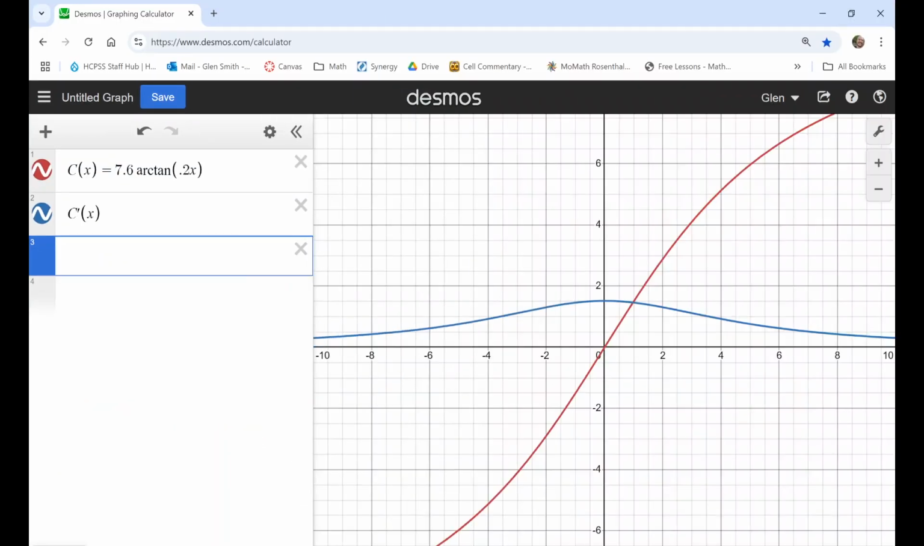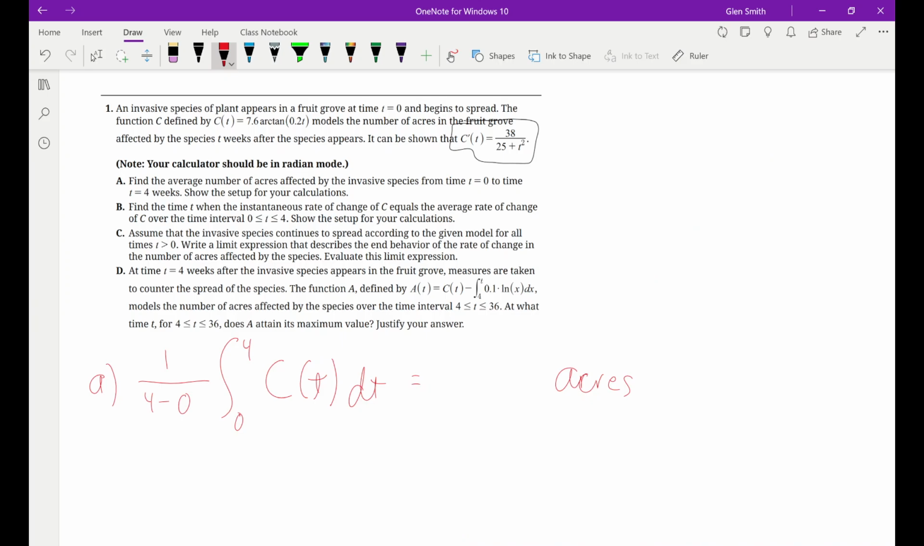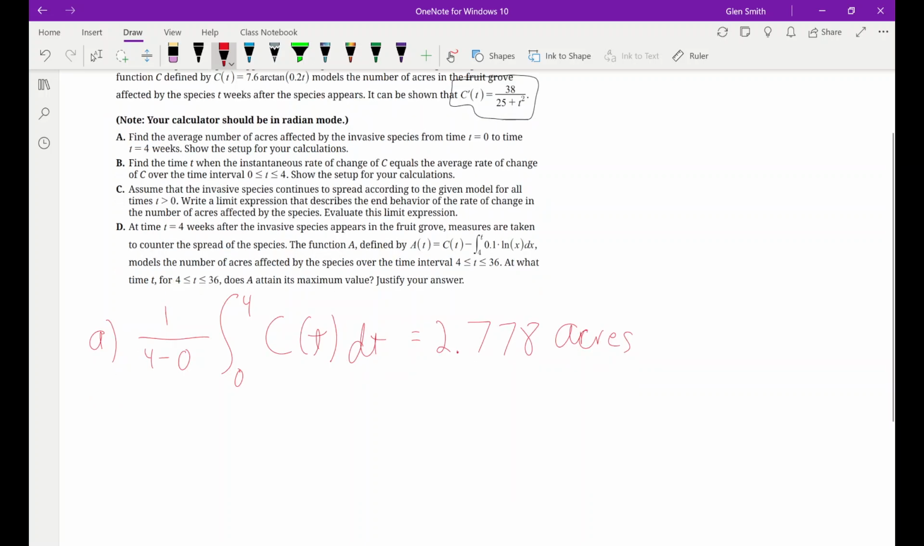Okay, and I'm just going to go right ahead in Desmos. And there's the graphs of my functions, but I know I need to do 1/4 the integral from 0 to 4 of C. I used X because Desmos doesn't play nice with T sometimes. But you're getting 2.778, is what they are going to want there, 2.778. All right, for B.